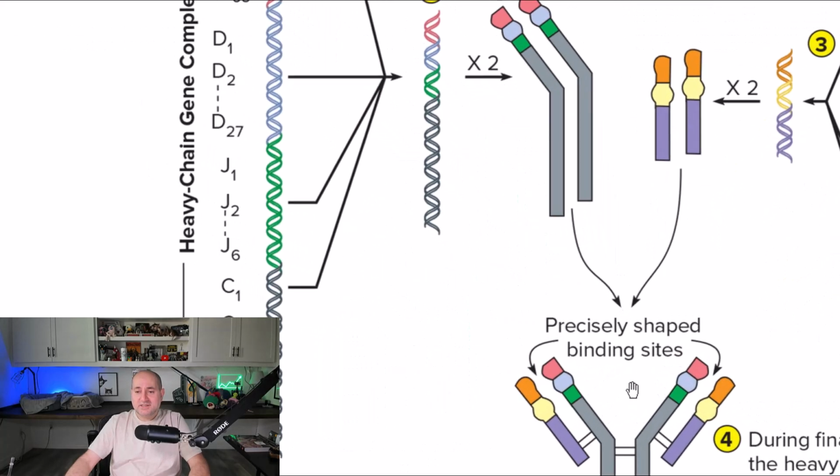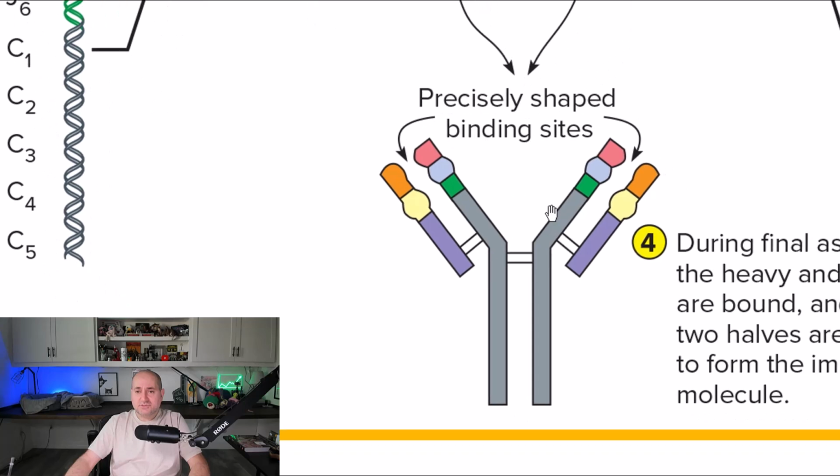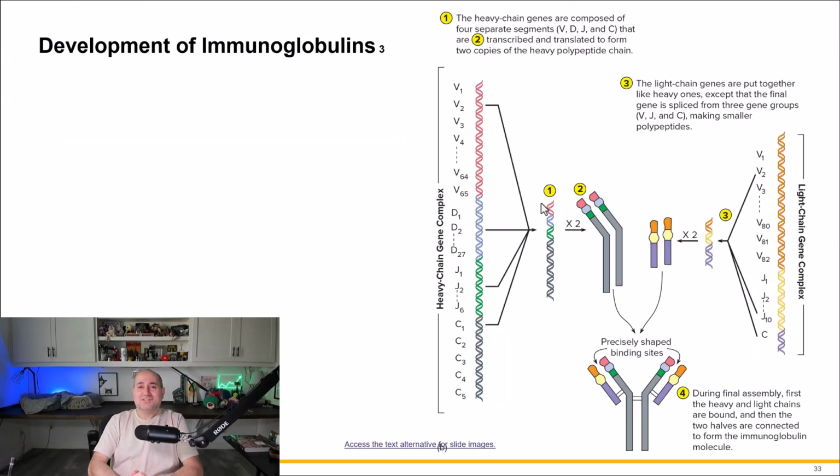By the way, after you've selected the variable genes, there's also what's known as somatic mutation, extra mutations that happen in the variable region, making them even more unique. And that is how an antibody is made.